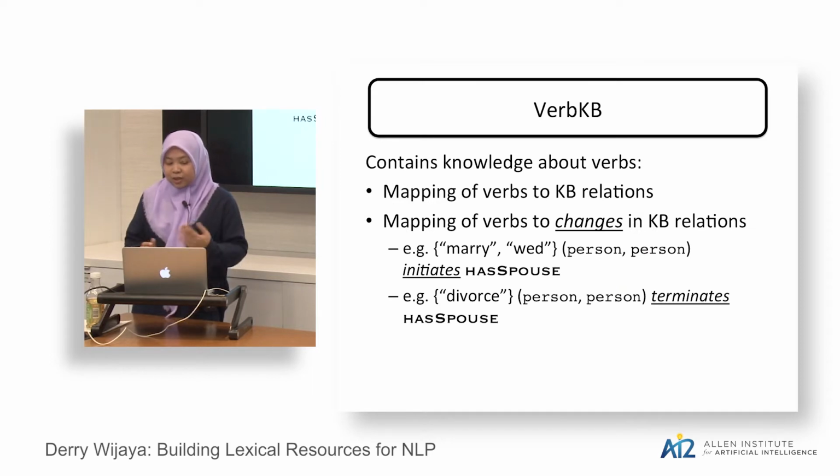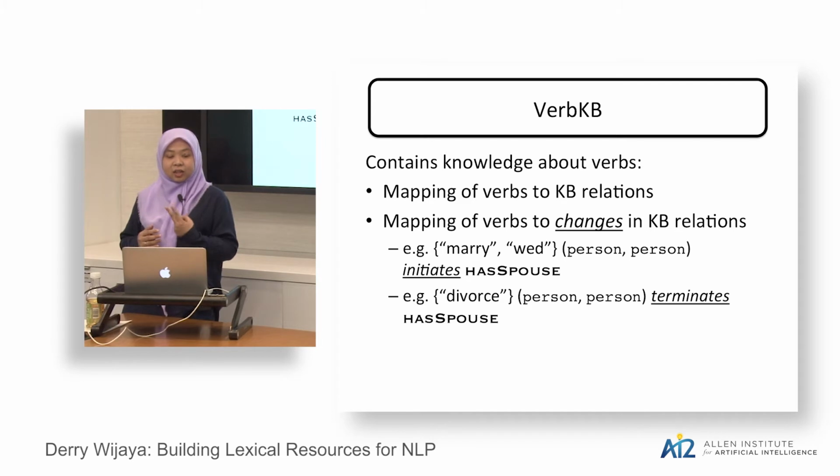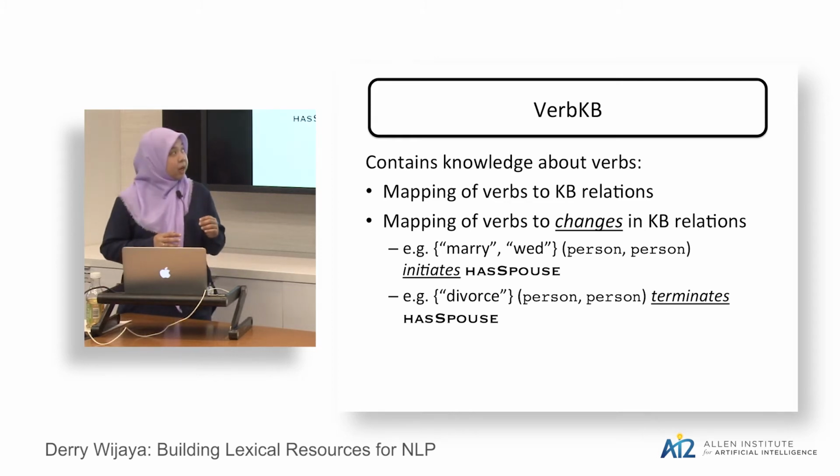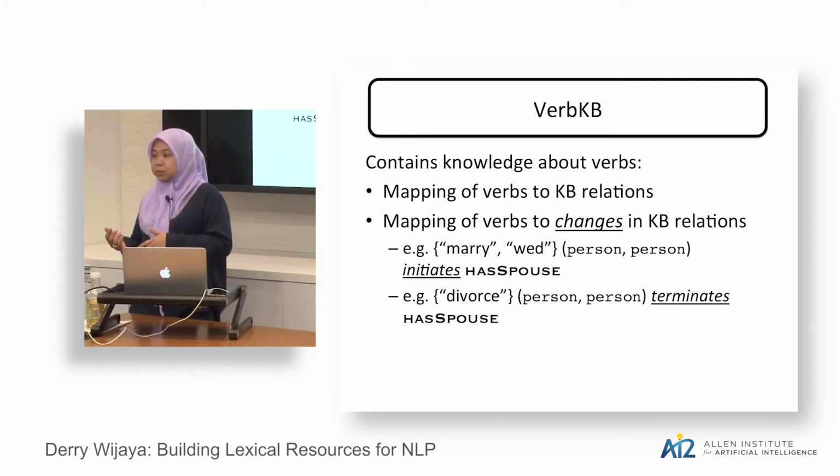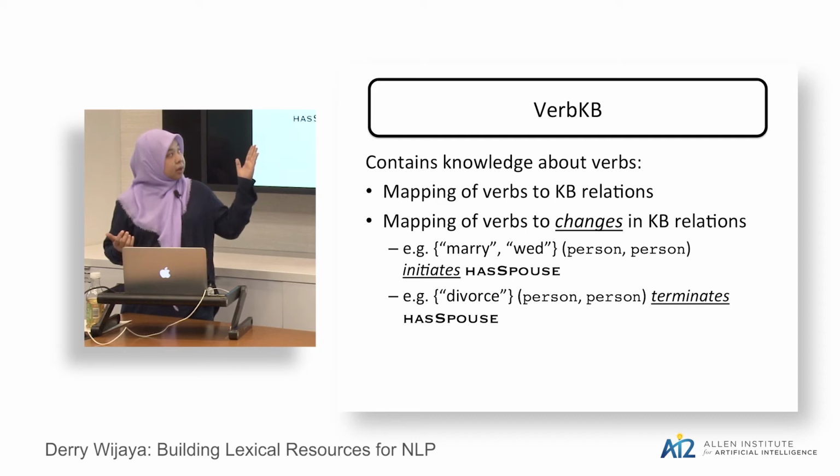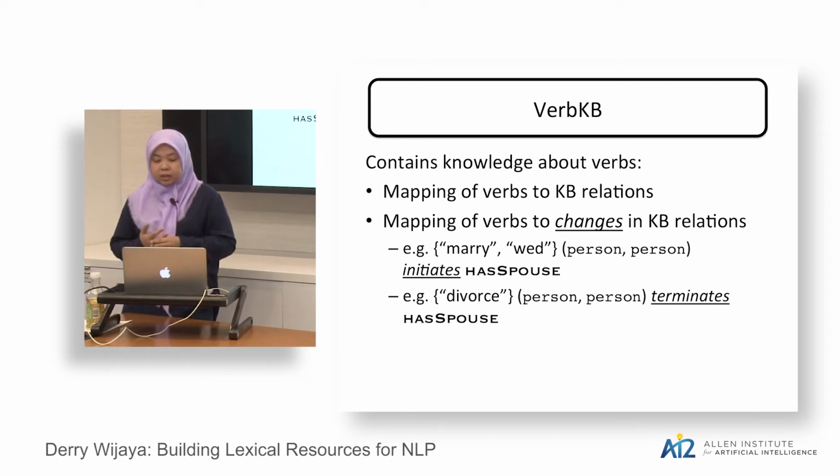And so what does the VerbKB contain? There are two types of semantic knowledge about verbs that we have in the VerbKB. One is the mapping of verbs to the knowledge-based relations, and the other one is the mapping of verbs to the changes in knowledge-based relations. So, for example, both marry and divorce with subject type person and object type person express the spouse relation, but marry initiates it while divorce terminates it.